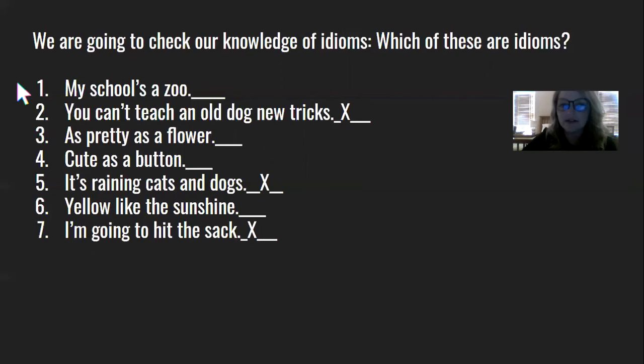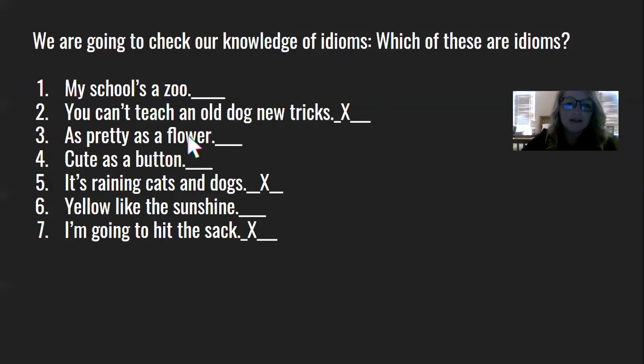So number 1 says, my school's a zoo. We know by this that that's not an idiom because that does not have an X by it. When you say my school's a zoo, that's when we're talking about that metaphor. Okay, we're actually saying my school is a zoo. And I know this lesson is not about metaphors, but you guys have had a little bit of a lesson about those. I just wanted to revisit that. So number 1 is actually a metaphor. Okay, we won't spend too much time on metaphors. We're just going to use them as a review.